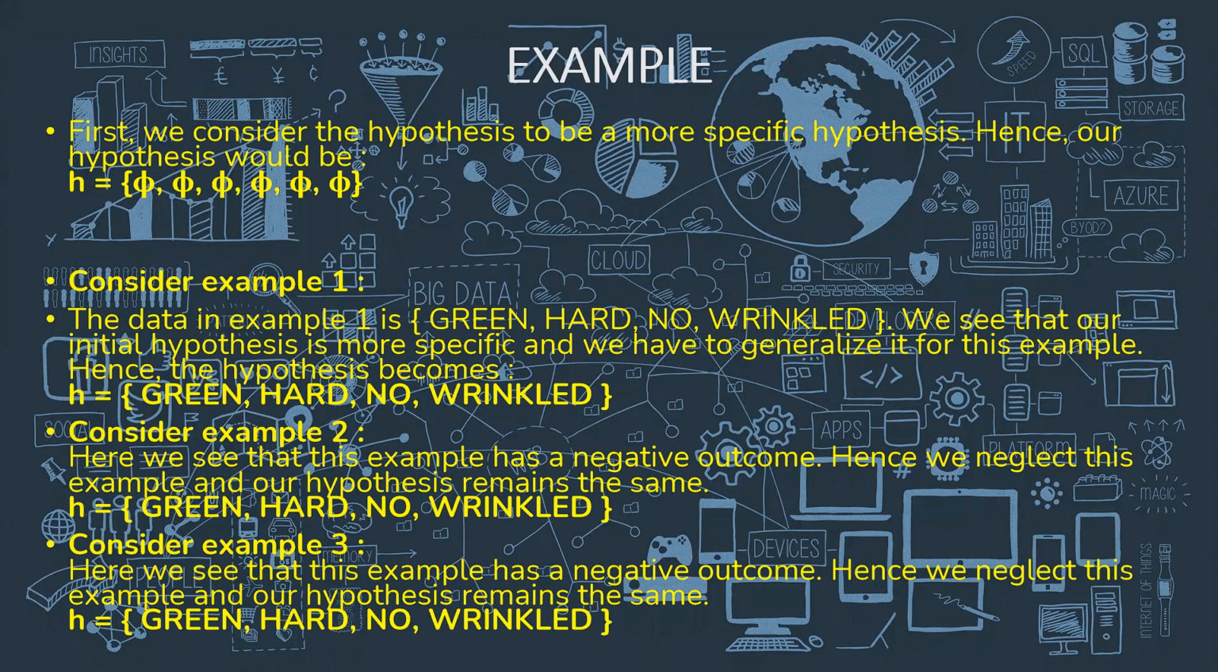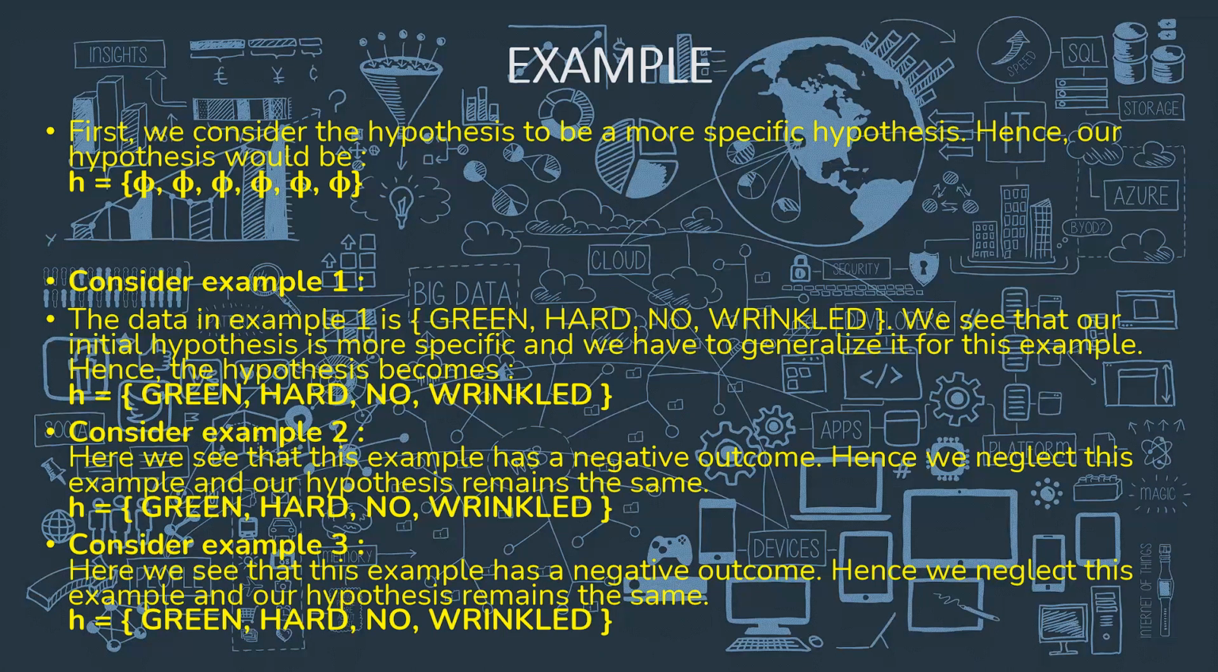Consider the first example. The data in the first example is green, hard, no, winged. We see that our initial hypothesis is more specific, so we generalize it for this example. Hence, the hypothesis becomes green, hard, no, winged.